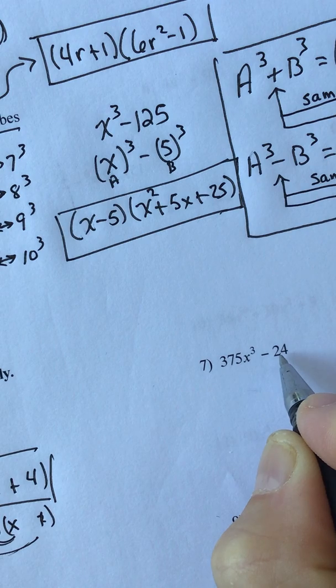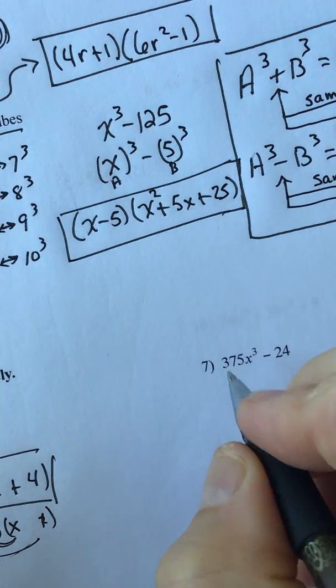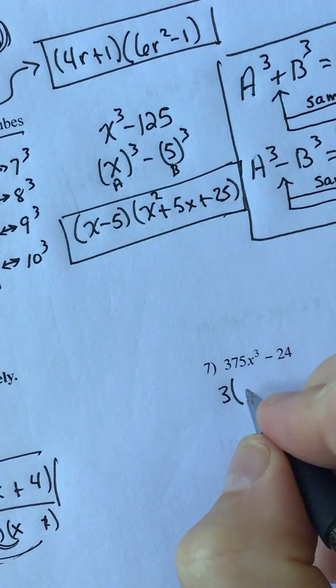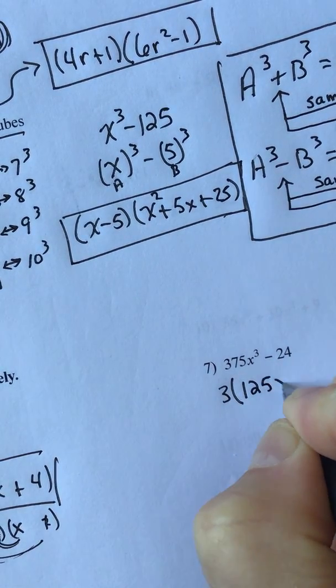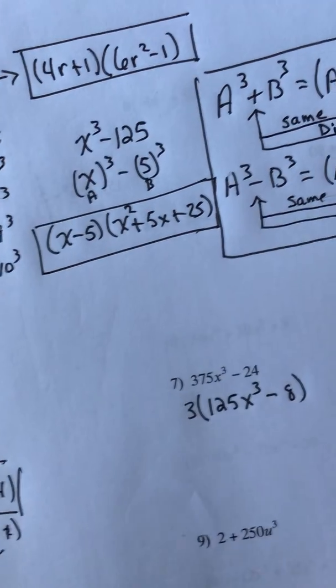But dividing that by 3 still doesn't make 24. Yeah, it does. 24 divided by 3 is an 8, which is a perfect cube. So let's take a 3 out of this and see what happens. Okay, 375 divided by 3 is 125 x to the third, and 24 divided by 3 is 8.